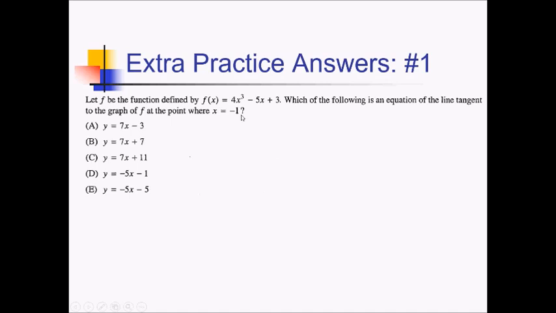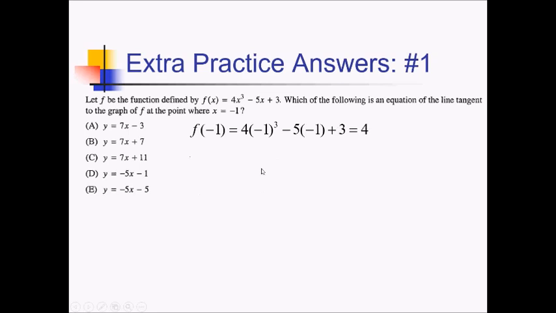Well, for a tangent line, we need an x and a y value and a slope. For the y value, we can just plug -1 into the original function. So f of -1, which is all of this stuff with -1 plugged in. Going from left to right here, this is going to be -4 plus 5 is 1 plus another 3 is 4 for that grand total.